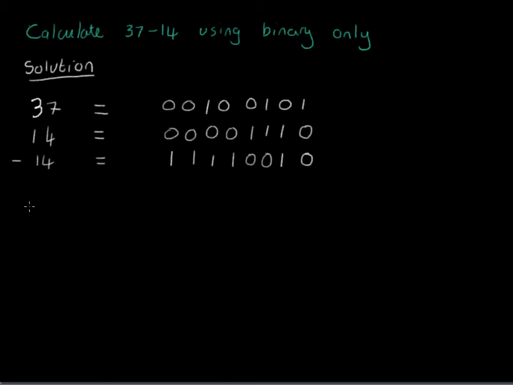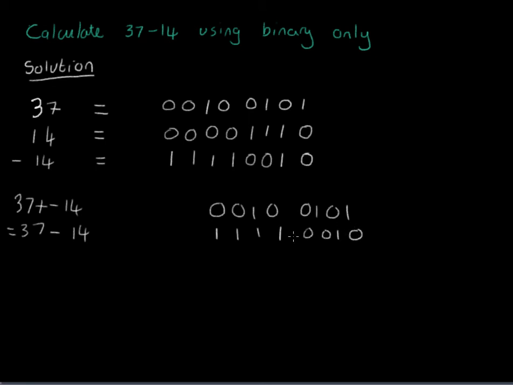Now the trick to all this is that 37 add minus 14 is actually the same as 37 minus 14, because a plus and a minus make a minus. So I'm going to take my binary for 37, which is 0, 0, 1, 0, 0, 1, 0, 1. Now I'm going to take my negative 14, 1, 1, 1, 1, 0, 0, 1, 0.